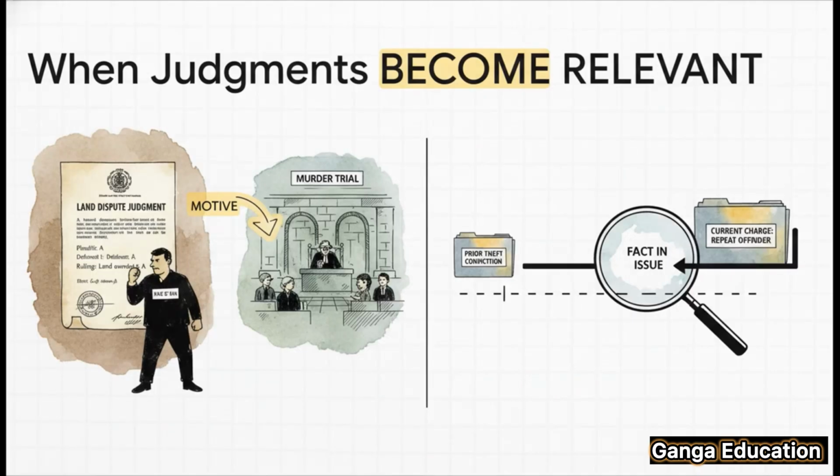But now, let's flip it. When do judgments become relevant? This is where the exceptions kick in. In illustration C, A gets a decree for some land against B. Later, A is murdered, and B's son is on trial. That old land decree? It's now relevant because it shows a possible motive for the crime.